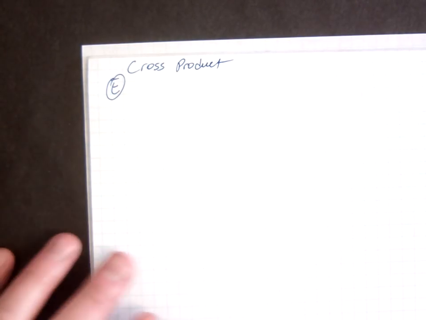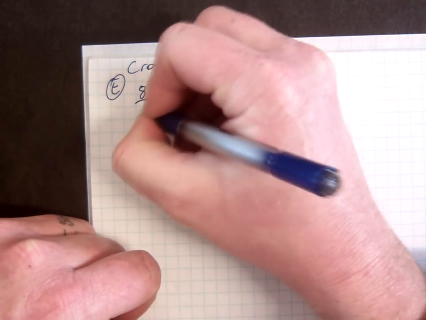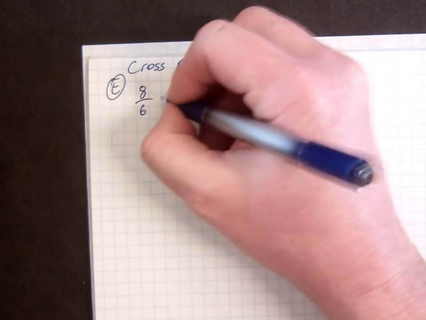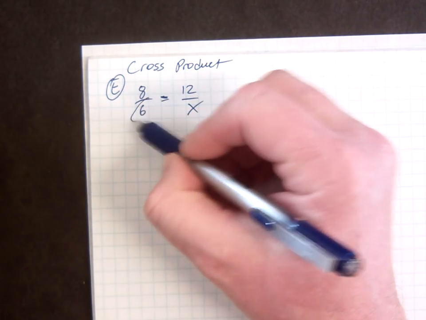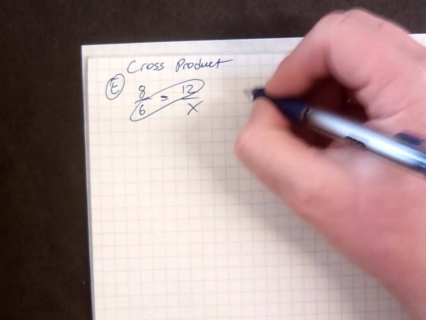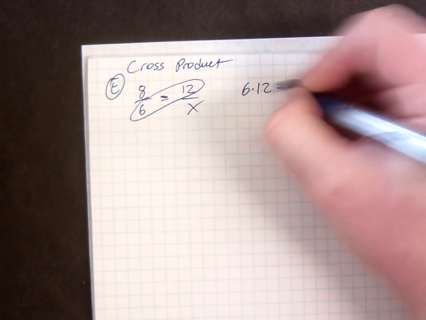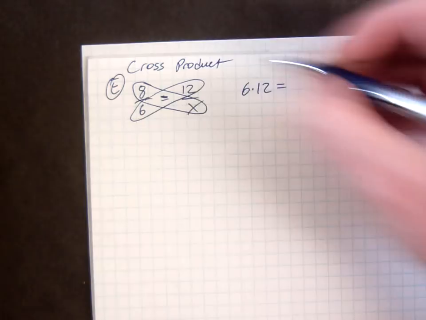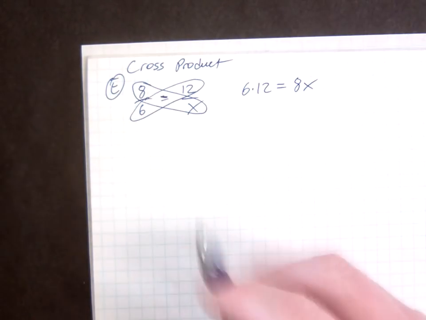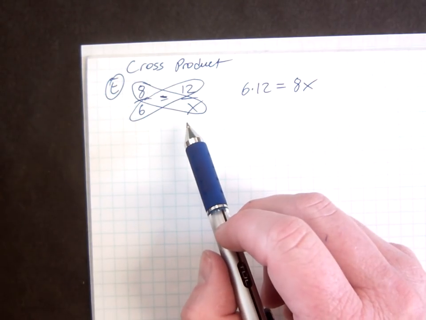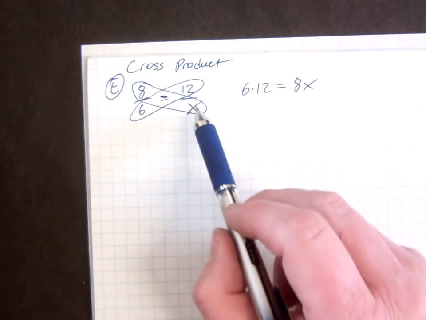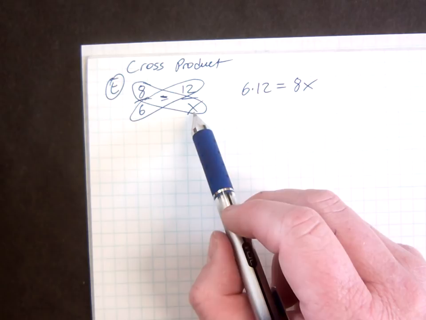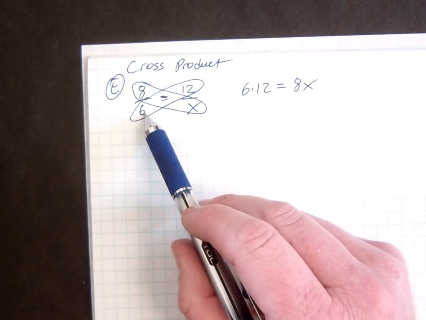Example E, 8 is to 6 as 12 is to x. Alright, so I'm just going to go directly to cross product and say that means that 6 times 12 must be equal to 8 times x. Again, all I'm doing is assuming that I'm going to multiply both sides by x first. It cancels out on the right. And then I'm going to multiply both sides by 6. And that will cancel out on the left.